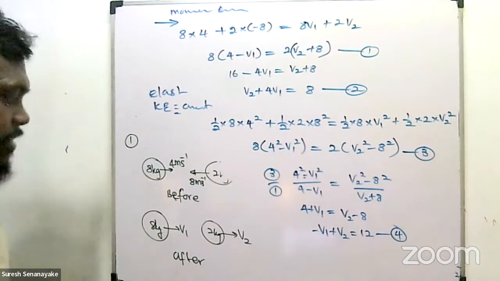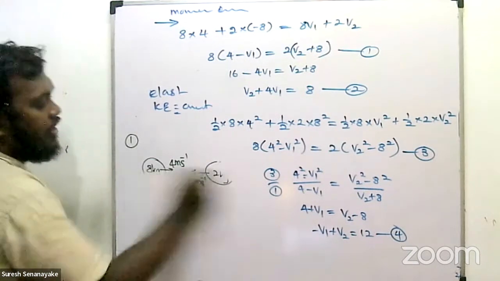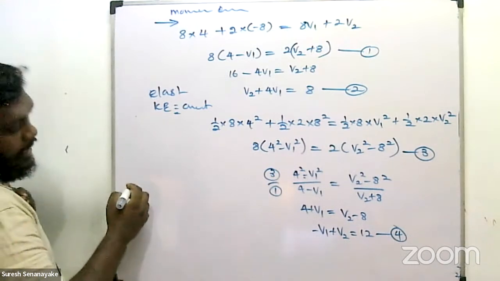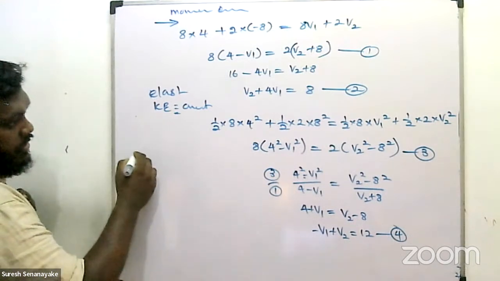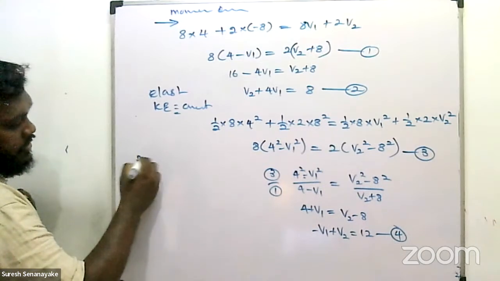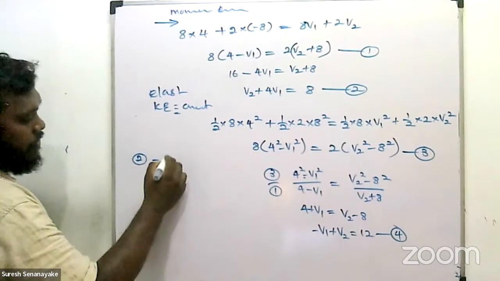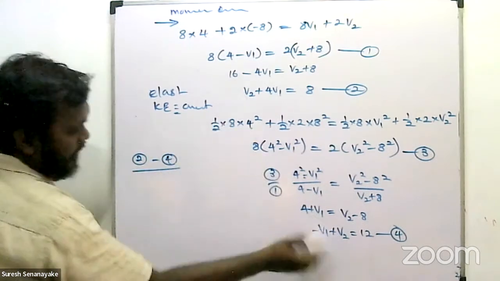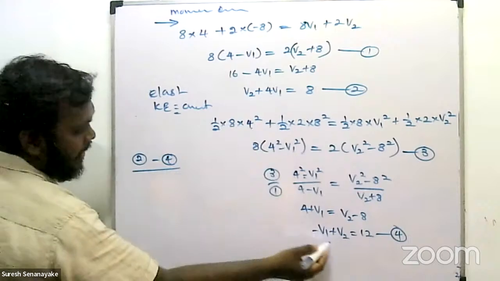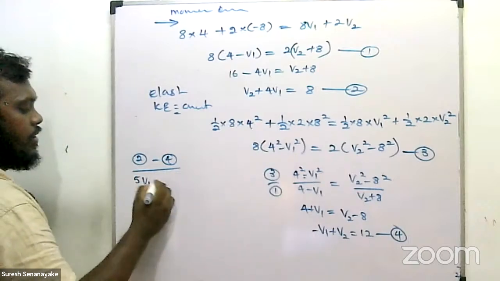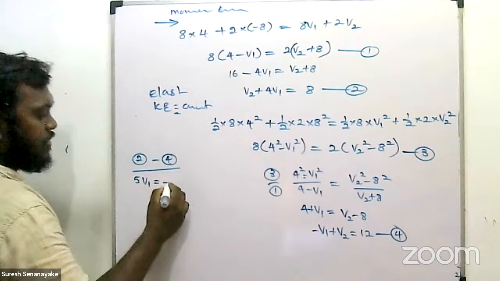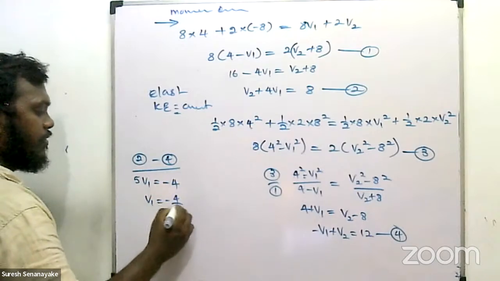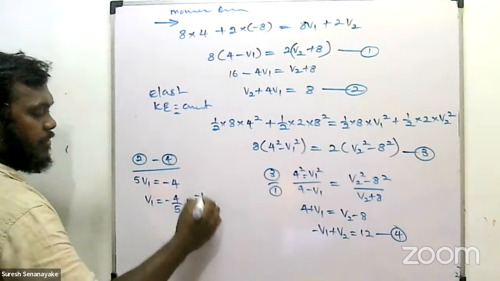Now, these two we can solve, the fourth one and the second one. Subtract the fourth one from the second. 2 minus 4, that's v2 minus v2 which cancel. 4v1 minus v1, that is 5v1. That's 8 minus 12, it is minus 4. So v1 equals minus 4 over 5 meters per second.